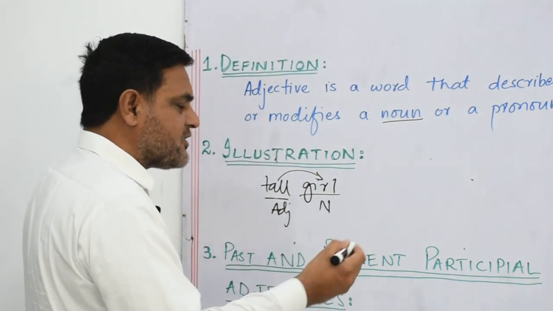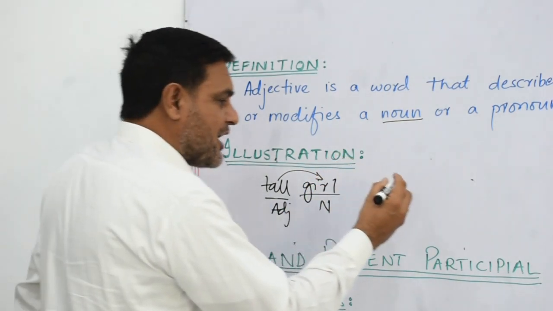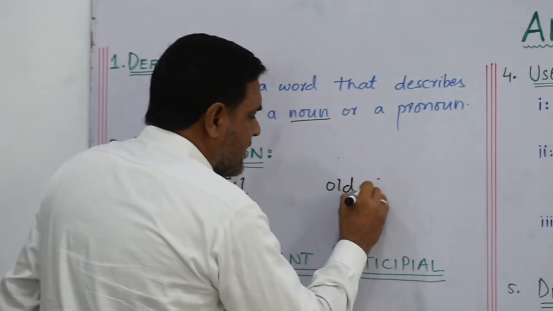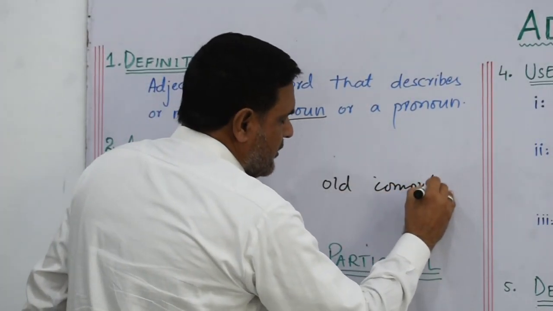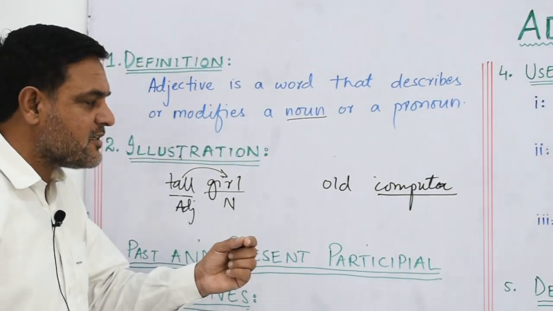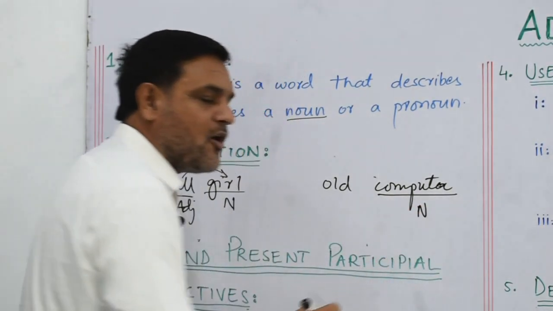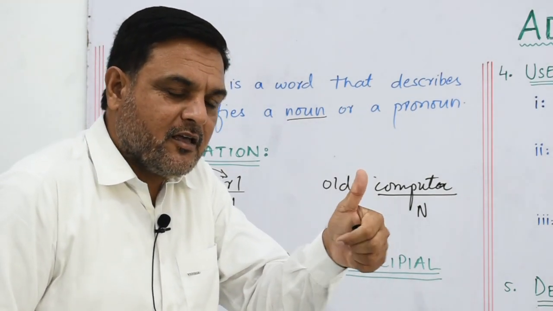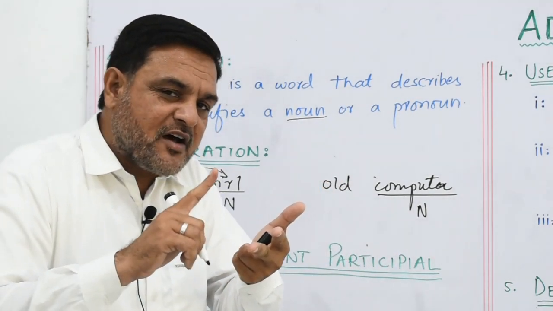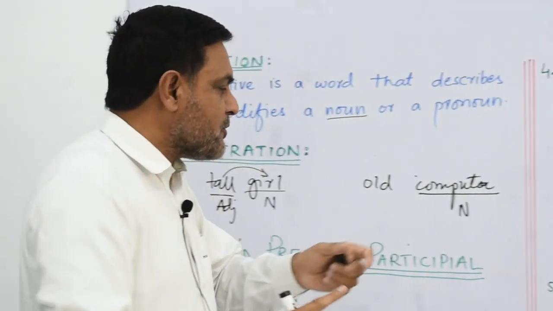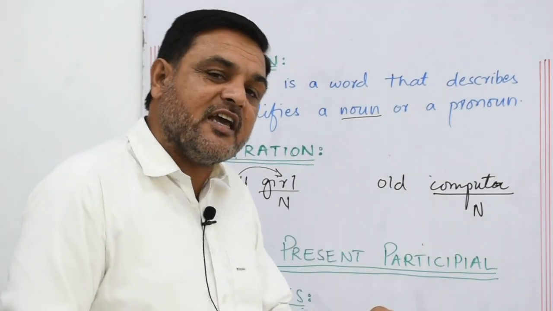In the same brackets, we can use the term like this. For example, old computer. Now clearly, if you look at this one, computer, this is actually a noun. Why is it a noun? Because the word computer refers to a thing. So noun is a word that refers to a person, to a place, or to a thing. So by this definition, computer clearly is a noun.